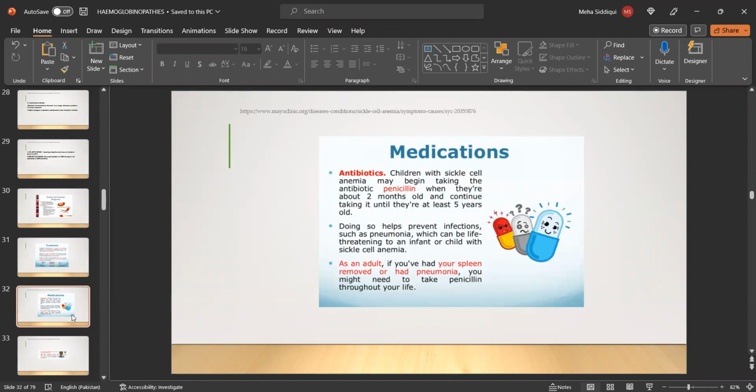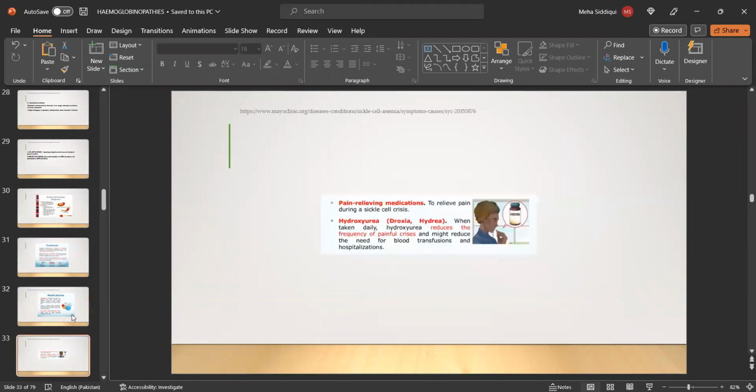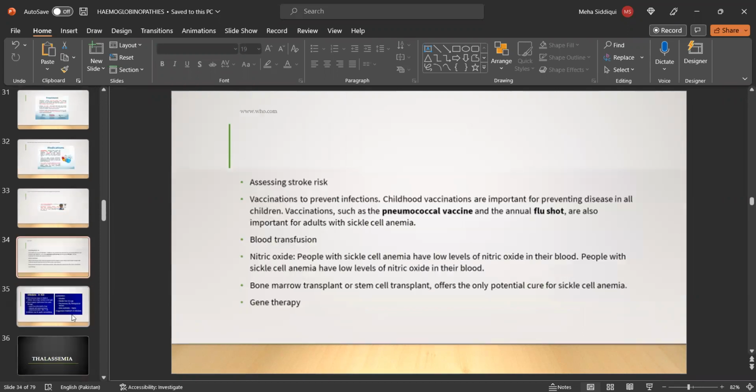Antibiotics. Children with sickle cell anemia may begin taking an antibiotic like penicillin when they are about 2 months old and continue it till the age of 5. Doing so prevents infections like pneumonia. Then come pain relieving medications. Then hydroxyurea, which when taken daily reduces the frequency of painful crisis. Assessing stroke risk, and vaccination to prevent infections.